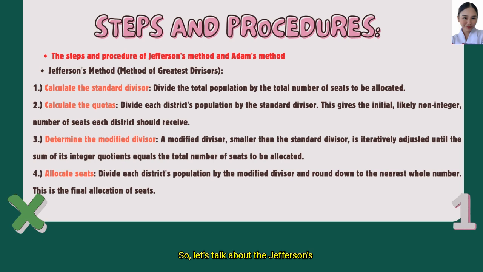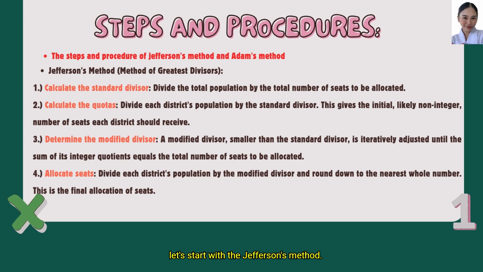So, let's talk about Jefferson's method and Adams' method. Both are apportionment methods used to allocate seats, for example in a legislature, proportionally among different districts based on their populations. They are both divisor methods, meaning they use a divisor to determine the number of seats each district receives. However, they differ in how they determine that divisor.